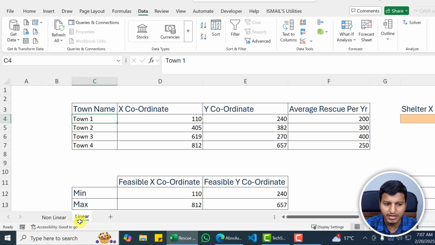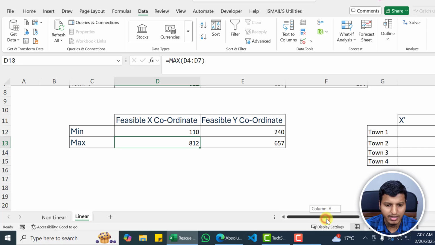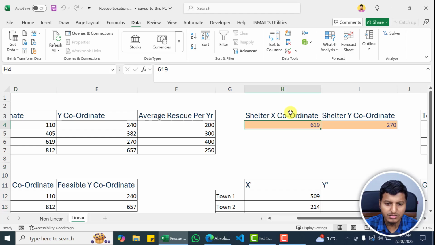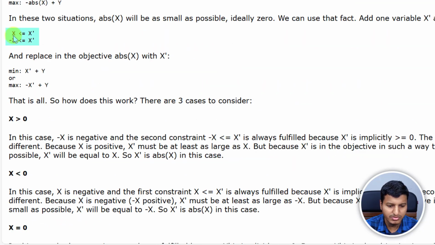So we have town name, x coordinate, y coordinate, average rescue per year. We have feasible x coordinate, y coordinate by extracting minimum and maximum, and I have discussed that in a previous video, so please watch that video. The end goal is to find the x and y coordinate of the shelter. So this is our decision variable, x and y. And you can see that we need to find this -x and +x, right?